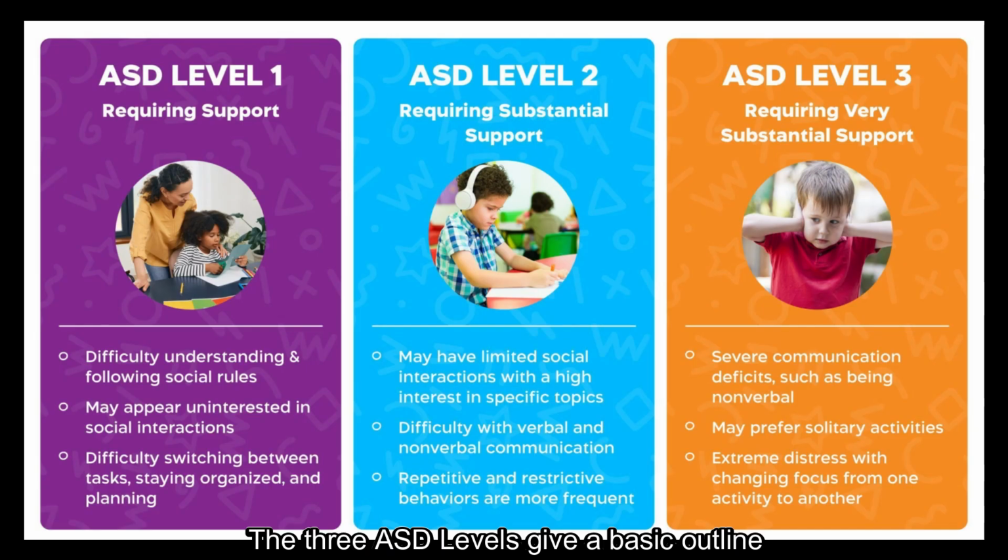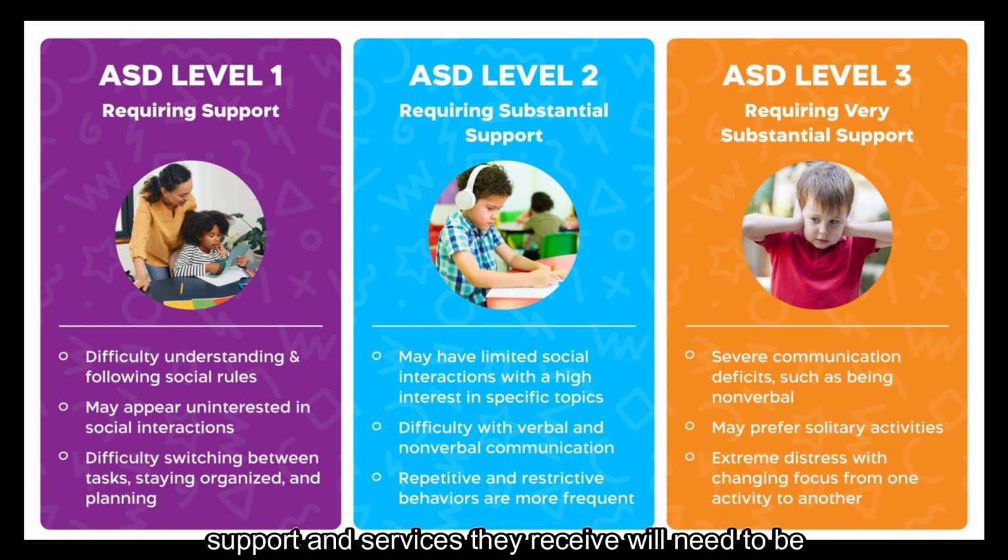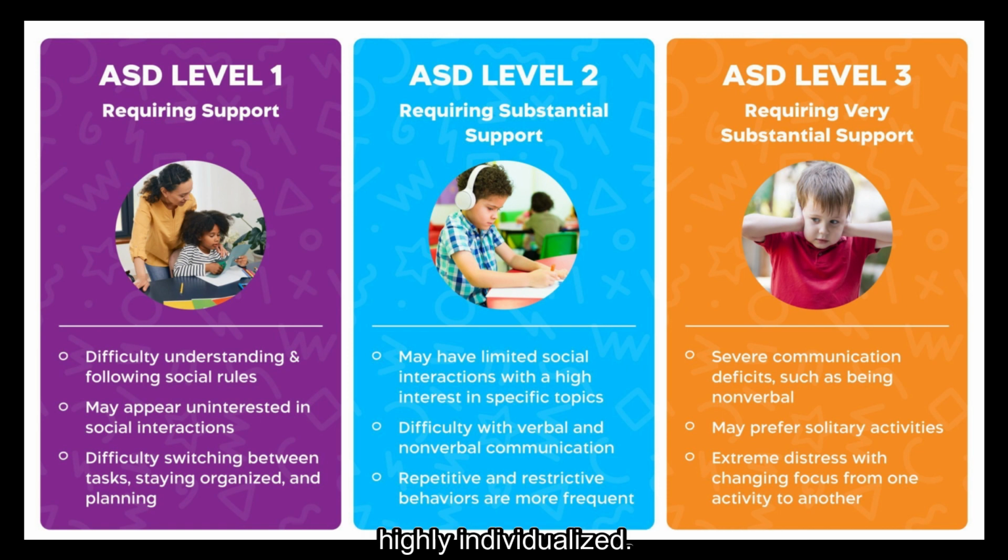The 3 ASD levels give a basic outline of the ways people with autism may communicate, socialize, and behave. Assigning people to one of the 3 levels of autism can be useful for understanding what types of services and supports would serve them best. However, it won't predict or account for unique details in the personality and behavior, which means the support and services they receive will need to be highly individualized.